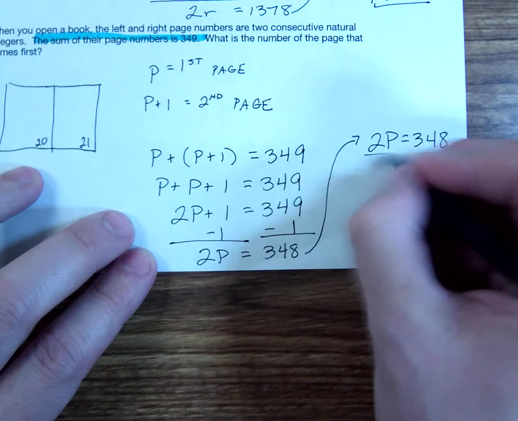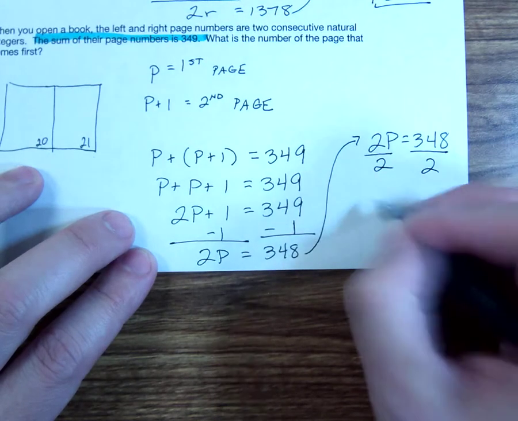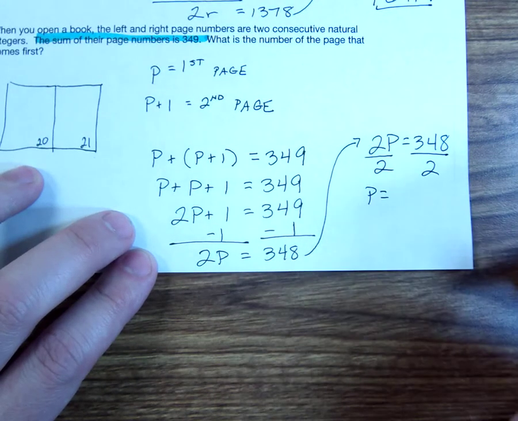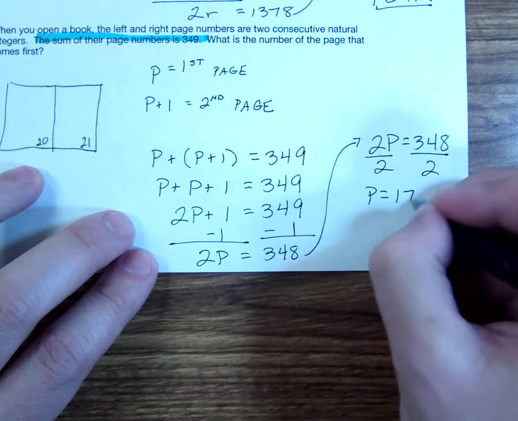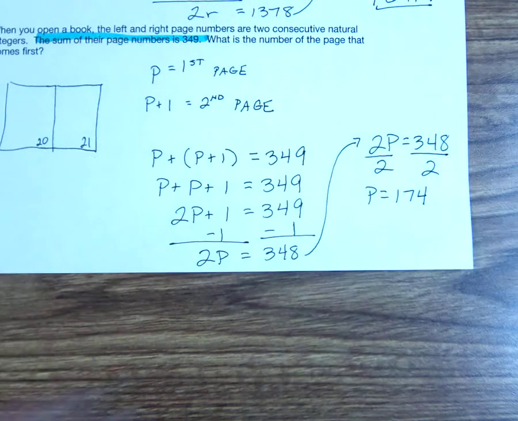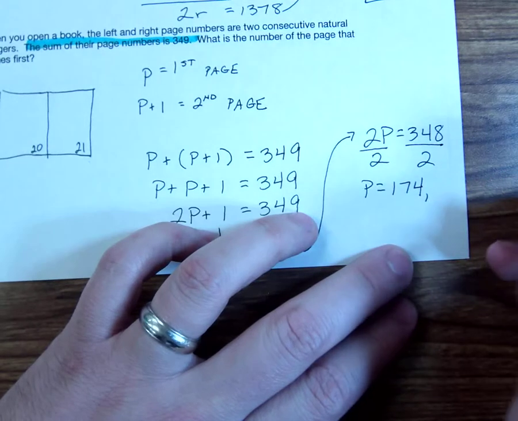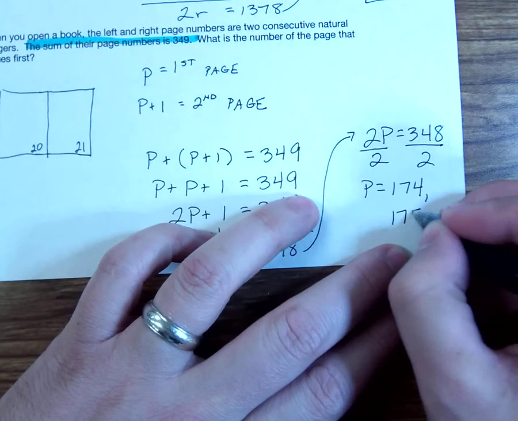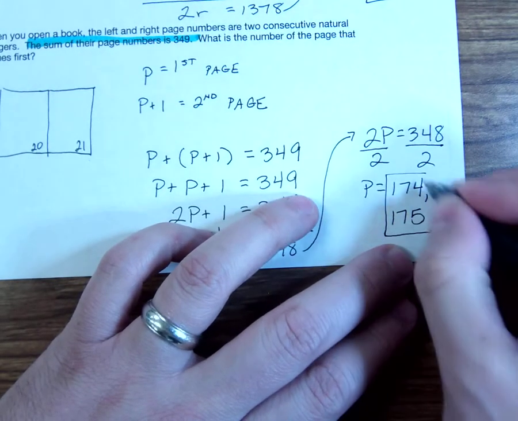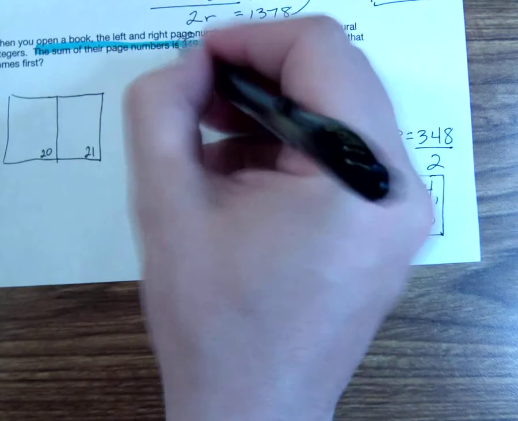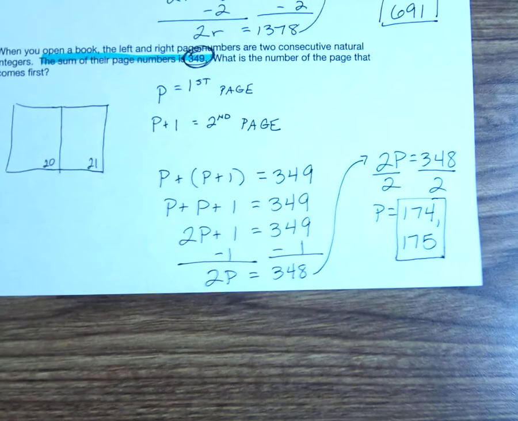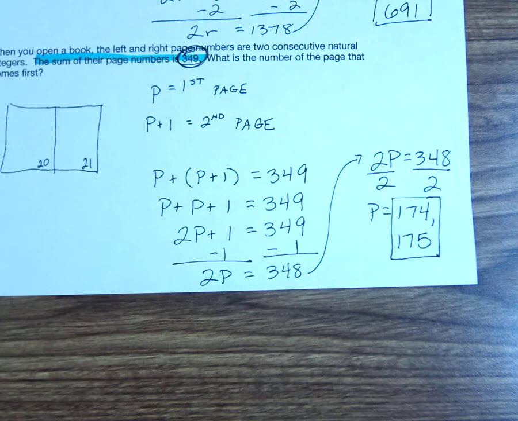Division. So the number that I'm going to get is going to be even, because it's an even divided by an even. So the first page, which was the page on the left, is 174. So what's the second page on the right going to be? 175, and I can check this by making sure that 174 and 175 added together is 349. And it is.